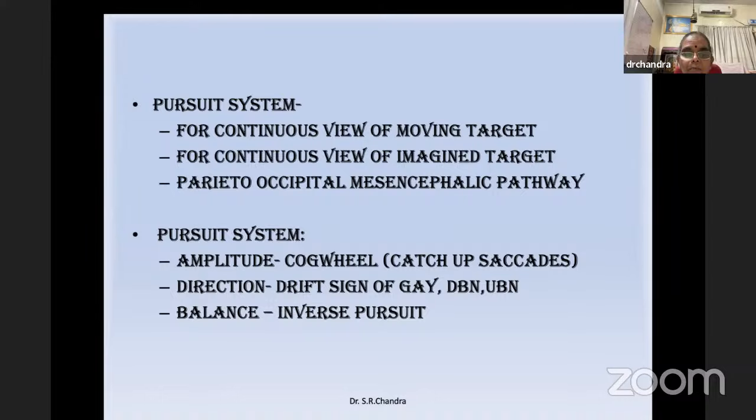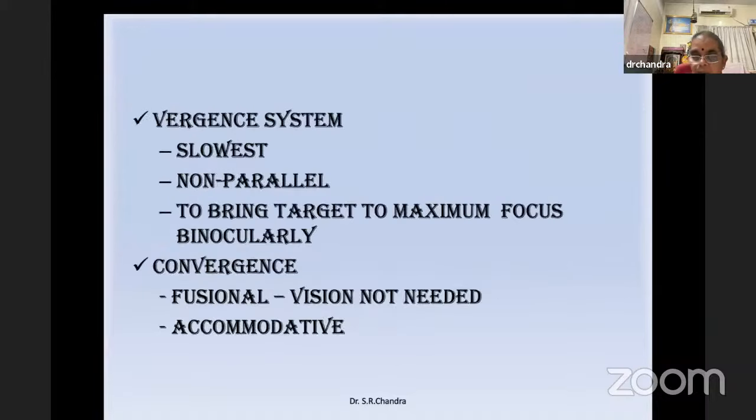Sometimes when the balance between the pursuit on both sides is lost, then when the eye has to follow the object which is moving to the right side, the eye will move to the left side. That is called inverse pursuit. So these are the abnormalities of the pursuit system. Vergence system is the slowest eye movement. It is non-parallel and it brings the target to maximum focus binocularly.